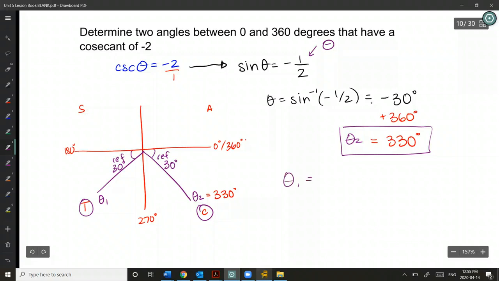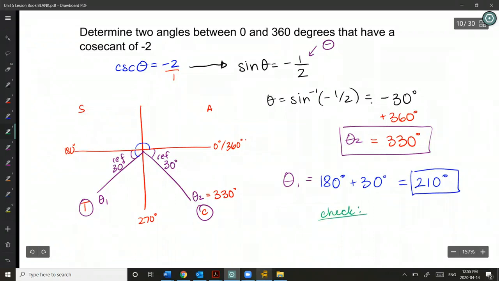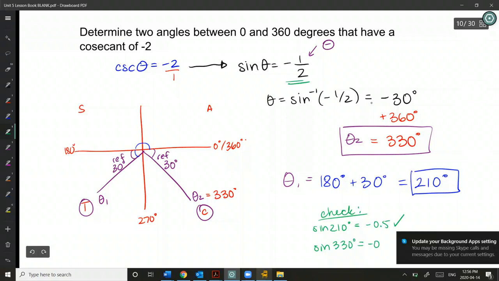And in order to find theta 1, I'm going to take my rotation of 180 degrees here, and I'm going to add 30 degrees to that, because I'm 30 degrees past 180. And that will give me 210. Okay, we're going to do a little check on our calculators. Enter in sine of 210 and sine of 330. If we've done this correctly, then I will get exactly -0.5 for both of these. Okay, so I'm getting -0.5, which is -1/2, and sine of 330, I'm also getting -0.5.